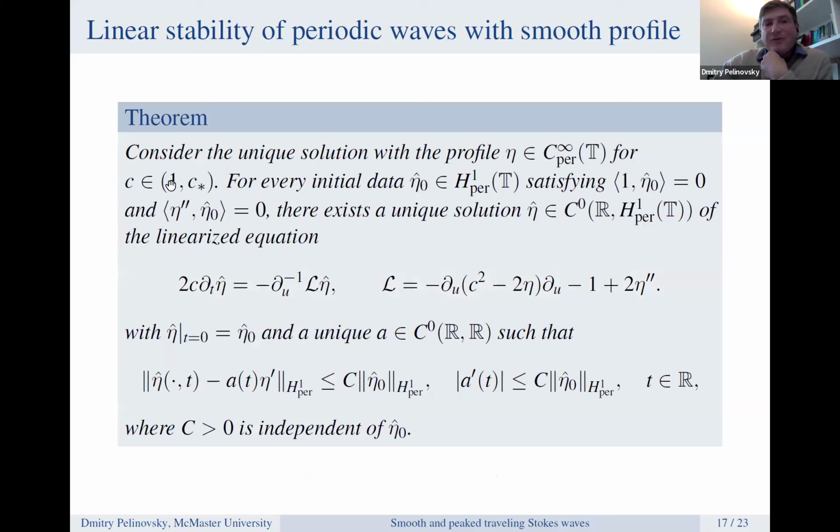For the entire family of the smooth periodic waves, we are guaranteeing linear orbital stability, meaning that for any initial data in H1 with these two constraints, there exists a unique solution staying in H1, such that this unique solution is not growing relative to the translation of the original periodic wave. So this is a derivative with respect to space. It's a translational mode, and the translational mode is controllable. It cannot grow faster than the linear function, but then the perturbation is defined relative to this translational mode, which is very typical for the orbital stability concept.